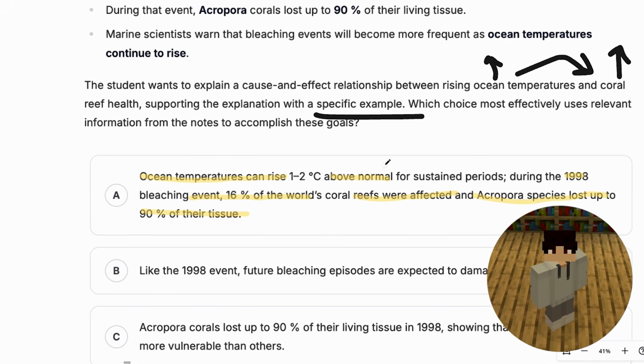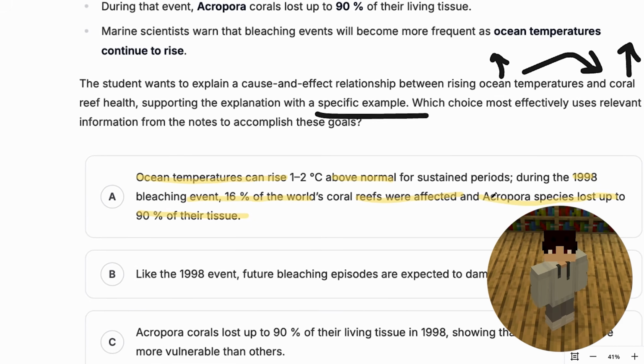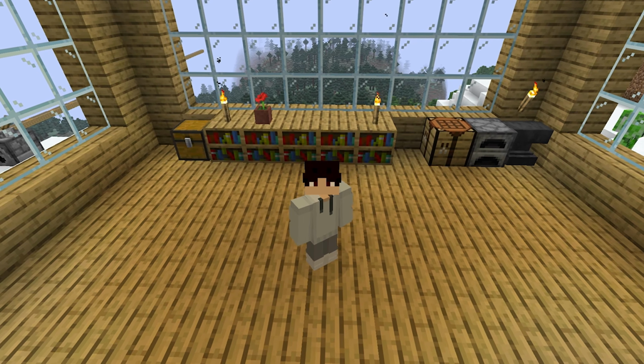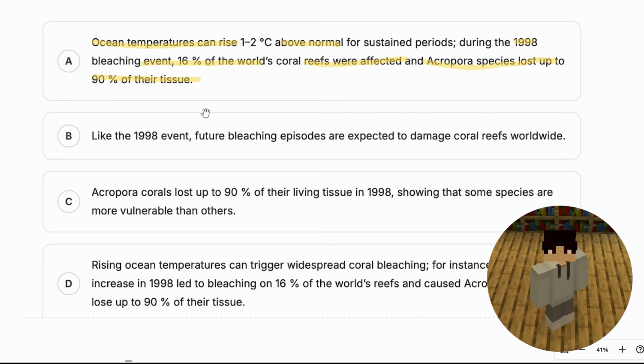Ocean temperature can rise above normal, and during a specific event, it really hurts the coral reefs. Now it makes a lot more sense than if I'm just reading it blindly the first time. This definitely appears to be a good choice. Let's look at the other ones just to make sure.